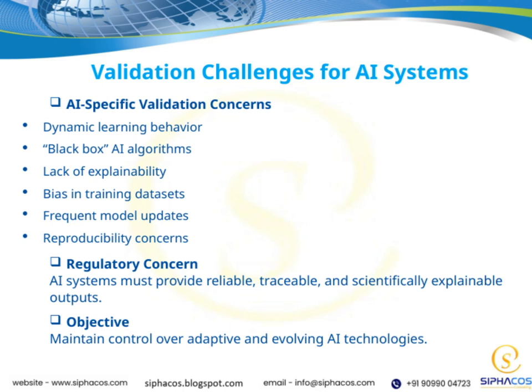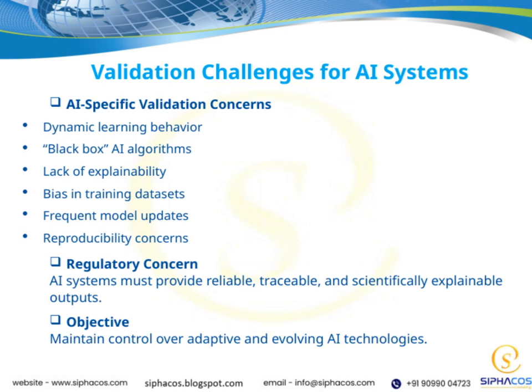Bias in training datasets is another critical challenge. If the data used to train the AI contains biases, those biases can be reflected in the system's outputs, leading to unfair or inaccurate results. Additionally, since many AI models are frequently updated to improve performance, maintaining consistency and validation over time becomes a challenge. Reproducibility is also a concern. Being able to reliably reproduce results is fundamental, but it can be difficult with complex or evolving models.